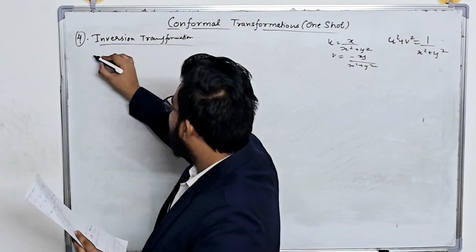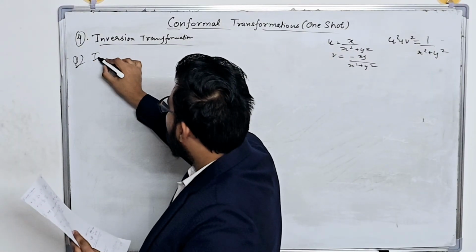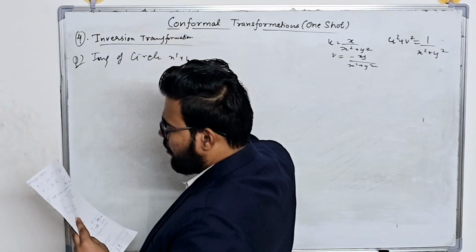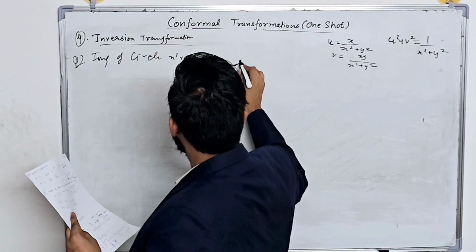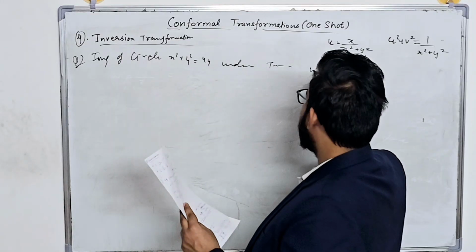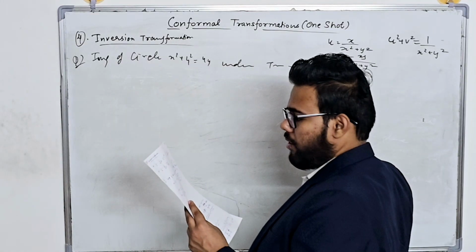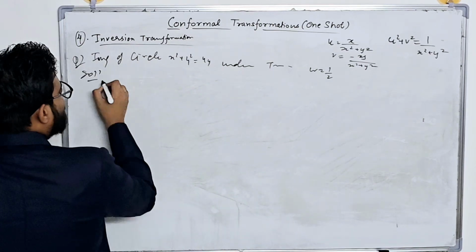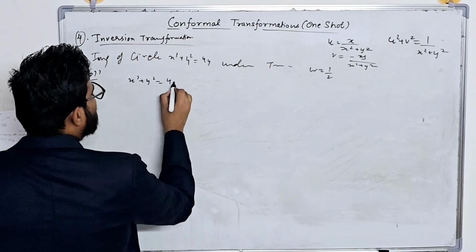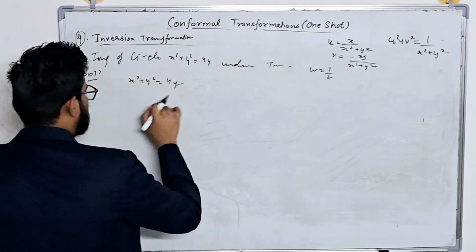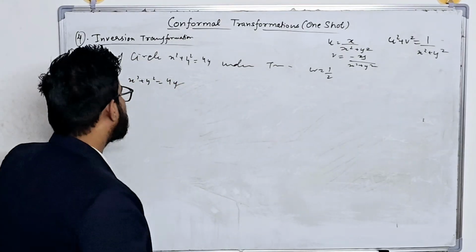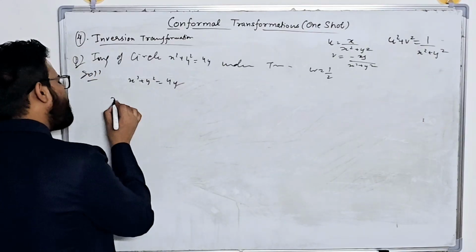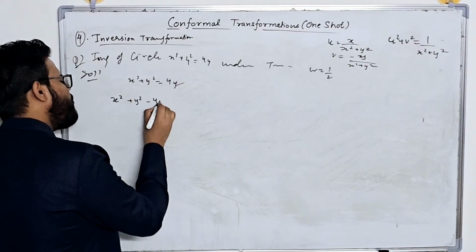So the question states, find the image of the circle x square plus y square is equal to 4y under the transformation w is equal to 1 upon z, right? So we have to find its image, right? That's it. So x square plus y square is equal to 4y. So this is the z plane equation, right? So we can clearly see that it is the equation of a circle, right? Hence we have x square plus y square minus 4y is equal to 0.